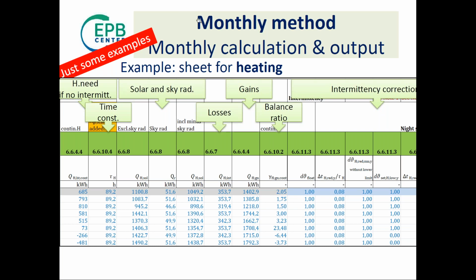But you also have a sheet which does the calculation for the monthly method. So the monthly method gives you the monthly calculation and the output for this calculation. You see here just an extract from that: the heating needs, if there's no intermittency, time constant, solar and sky radiation, so all the monthly values, the heat losses, the gains, the balance ratio, and intermittency correction factors.